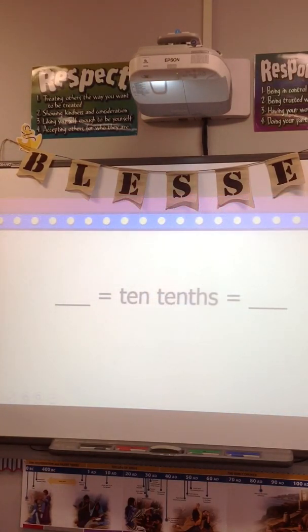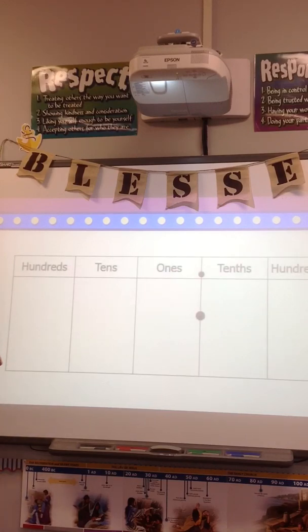Okay, we're talking about decimals. Decimals are another way to write fractions. 10 tenths as a fraction will be 10 out of 10, 10 over 10, right? 10 tenths. And that would look like this as a fraction. As a decimal, that equals 1. So it's not really a decimal yet. That's 1 whole.